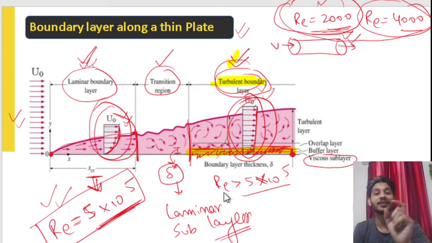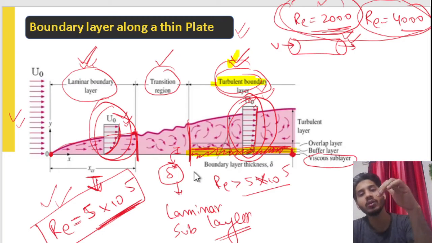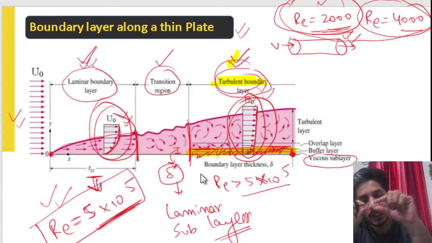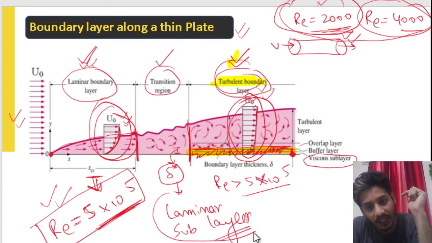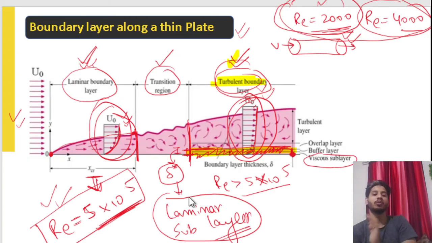So the laminar sublayer exists in the turbulent boundary layer. Even though the particles are flowing very aggressively in the turbulent boundary layer, there is still a small region in the turbulent boundary layer where the flow is still laminar. And this small layer is referred to as the laminar sublayer. I hope this is clear.